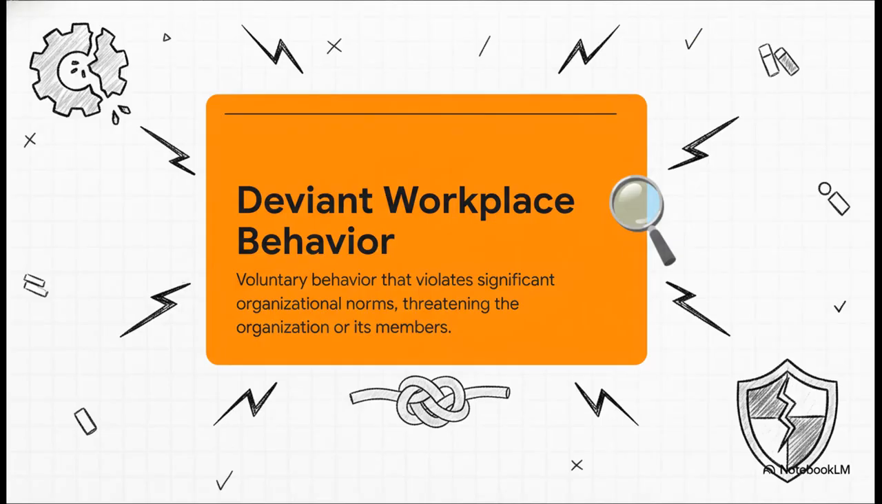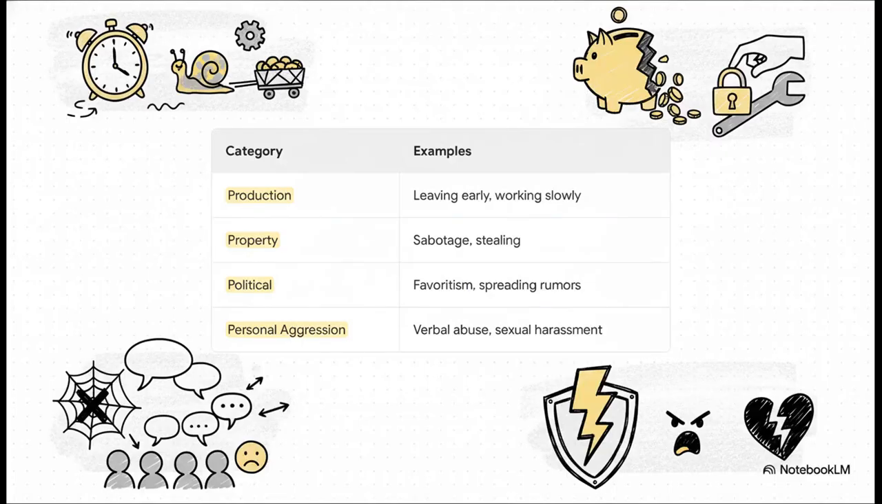Sometimes, though, bad group behavior goes way beyond just slacking off. It can become actively harmful. We call this deviant workplace behavior, and it's basically any voluntary action that breaks important rules and threatens the team or even the whole organization. And this isn't just one thing either. It falls into a few different categories.